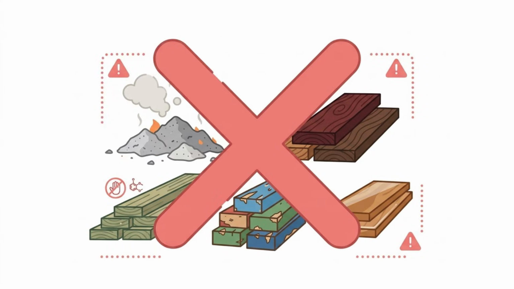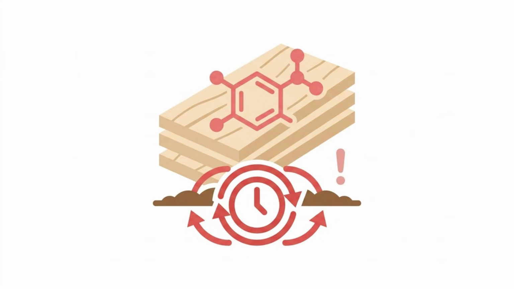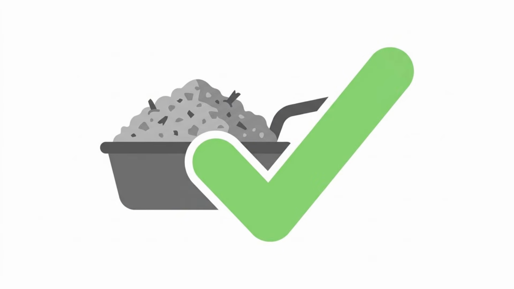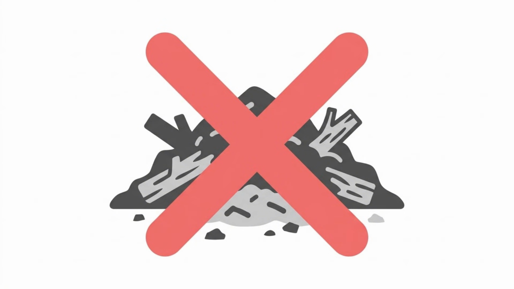Never use ash from burned wood that has been treated, painted, stained, or coated with any product. Treated lumber ash contains compounds that are harmful to plants and can persist in the soil for years. Never use ash from coal, from charcoal briquettes, or from fires that burned mixed materials including plastic or printed paper. The ash from a clean wood fire in a stove or a fireplace is safe. The ash from a burn pile of miscellaneous material is not.